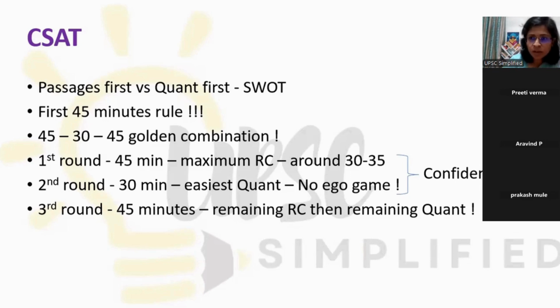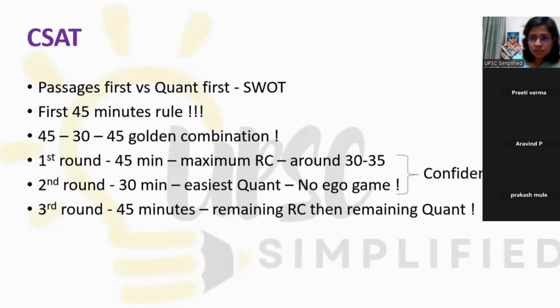Somebody who will be very thorough in quant, that person can start with quant. This is my way. So somebody who is very thorough and very easy in quant, that person can start solving quant, and in the first 45 minutes or 1 hour, that person can gain the maximum number of right questions, then do the RC. It depends on you. So this is one of the ways of doing things. I think this is it from my side for CSAT and quant.